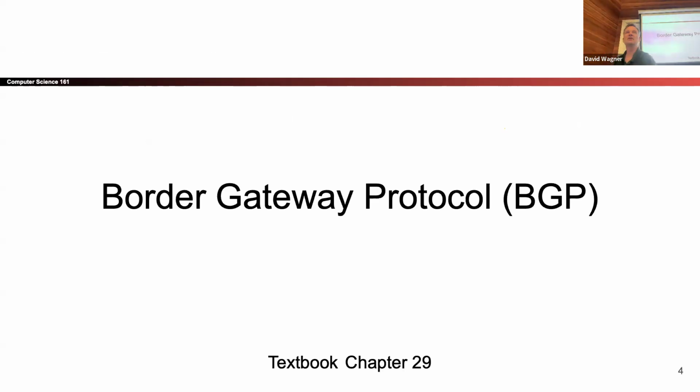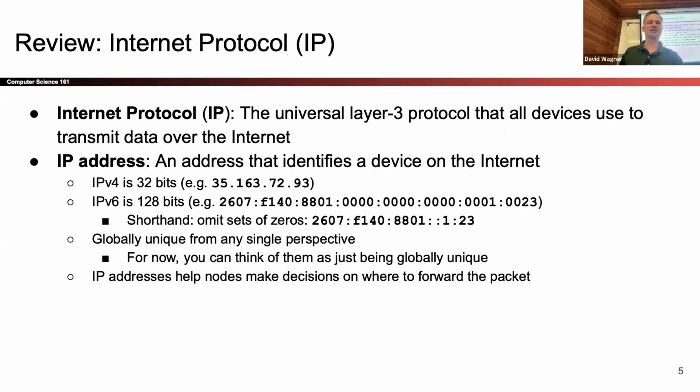So let me start with BGP. BGP is about routing. It's about when I want to send a packet, how do the routers figure out which wires the packet should go over to get to the eventual destination?